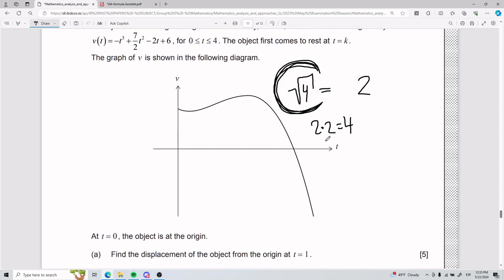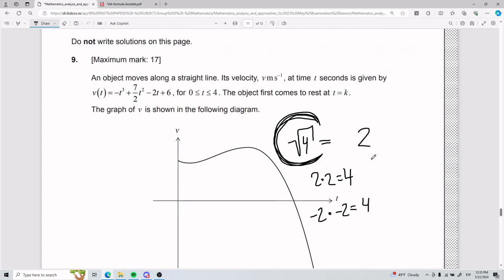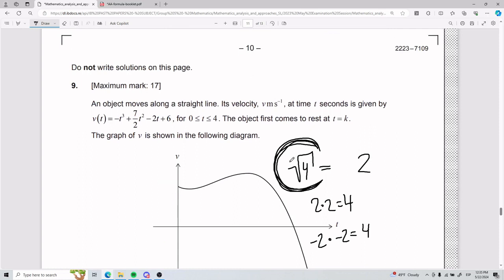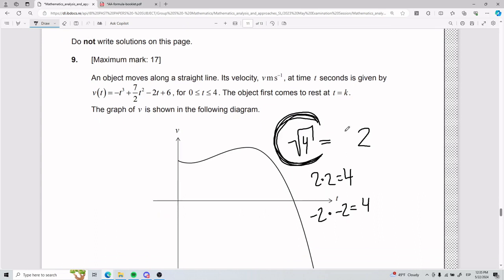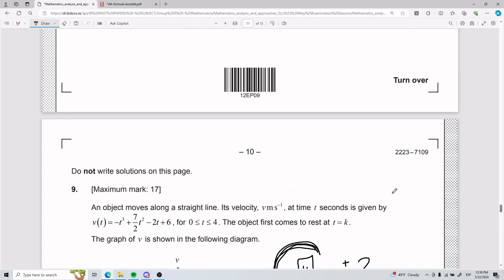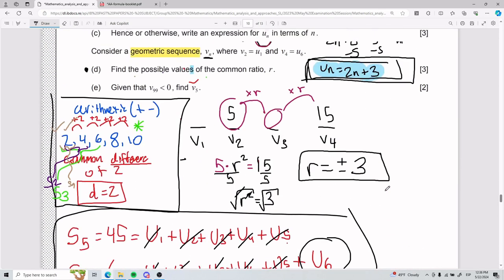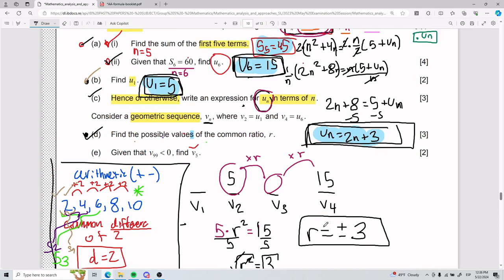But you guys, negative 2 times negative 2, how much is it? It's also 4. And so that's why for a normal square root, you can do this association where it's either positive 2 or negative 2 because of these two different scenarios. So anyways, for part D, that is why r has to equal plus or minus square root of 3.